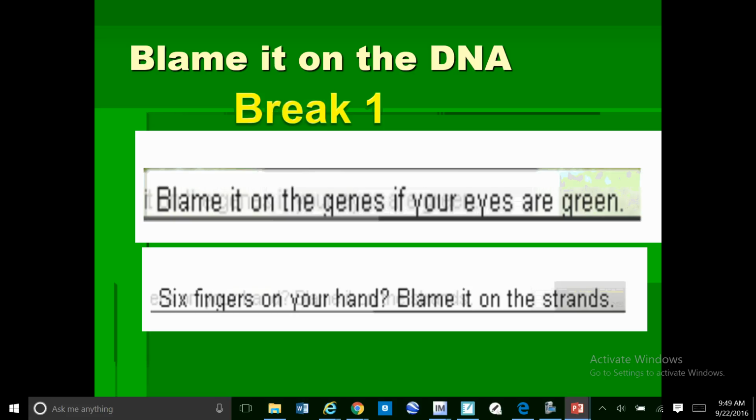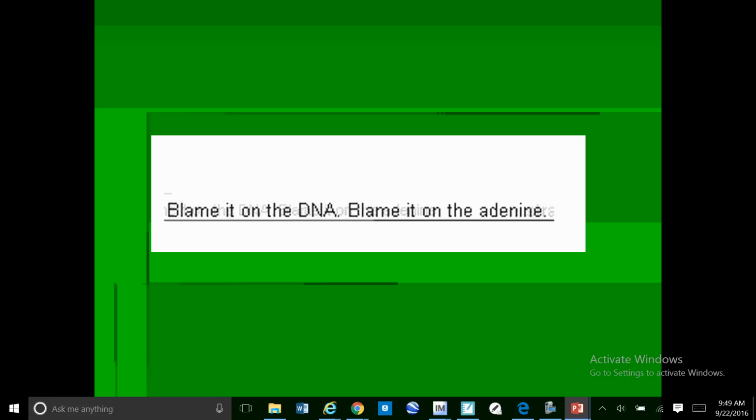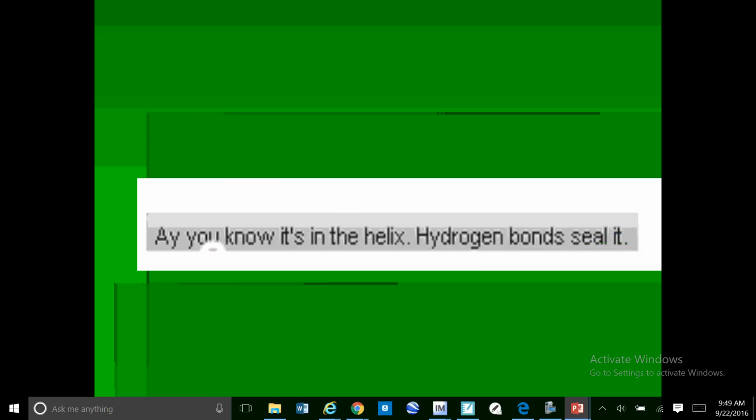Blame it on the DNA, blame it on the adenine. Why are we mentioning adenine? The copying of the DNA has everything to do with the bases. And you know it's in the helix. What helix? The DNA helix. Hydrogen bond helix. Why are we talking about that? The bases are bound with strong hydrogen bonds. You might want to make sure you know that.